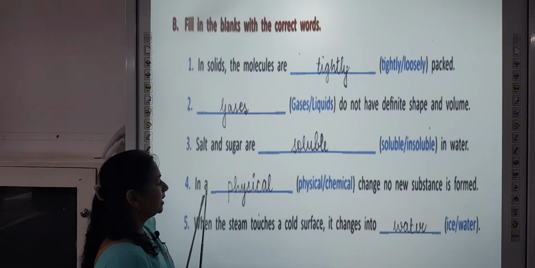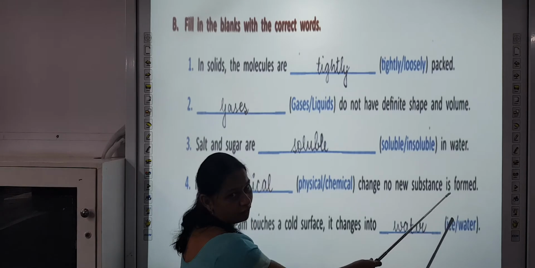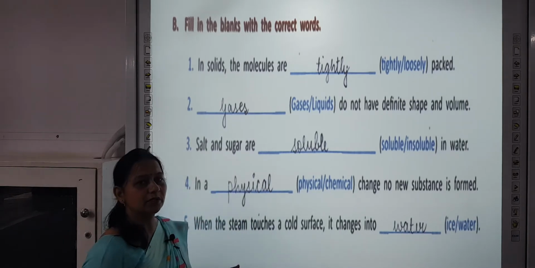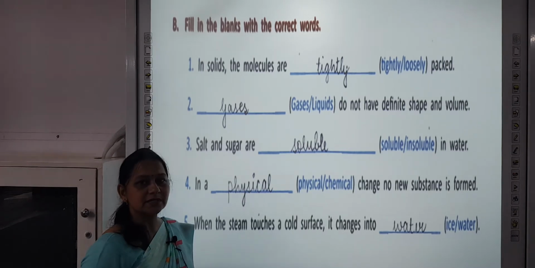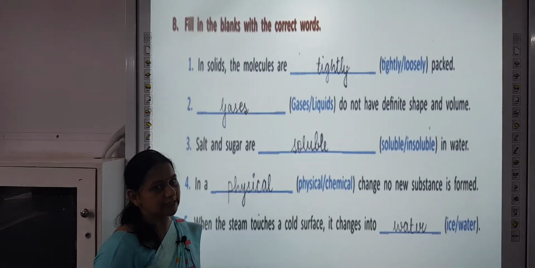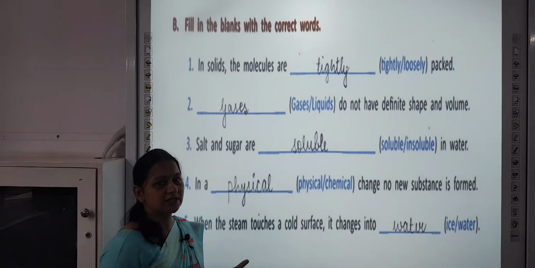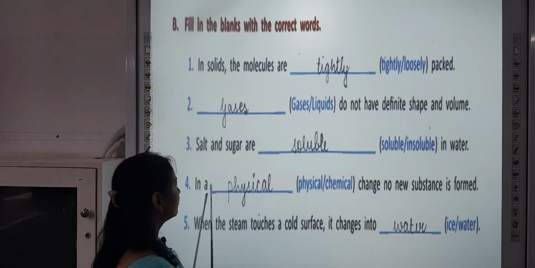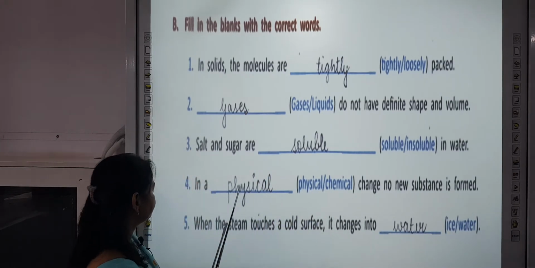Fourth one is, in a physical change, no new substance is formed. As I have explained to you in physical and chemical change just now, no new substance is formed in a physical change, whereas in chemical change we get a new substance after the change takes place. So, in a physical change, no new substance is formed.